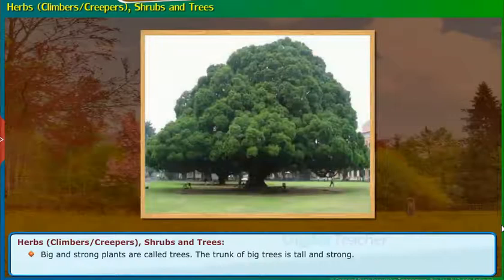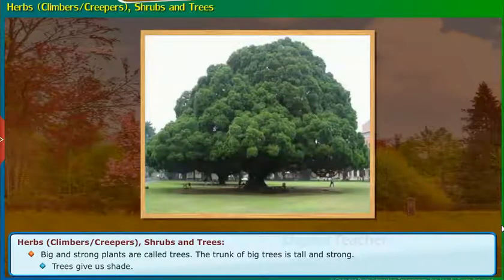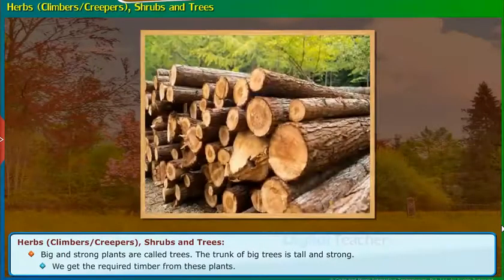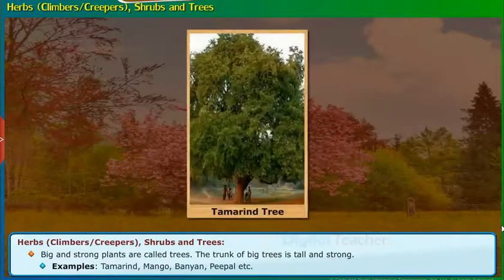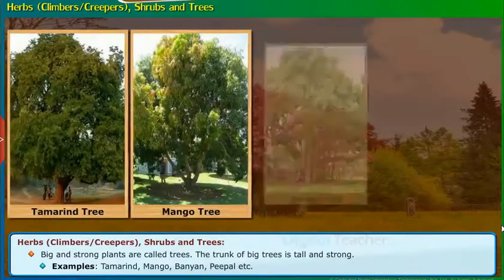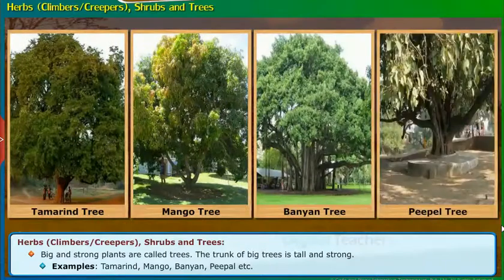Big and strong plants are called trees. The trunk of big trees is tall and strong. Trees give us shade. We get the required timber from these plants. Examples: tamarind, mango, banyan, peepal, etc.